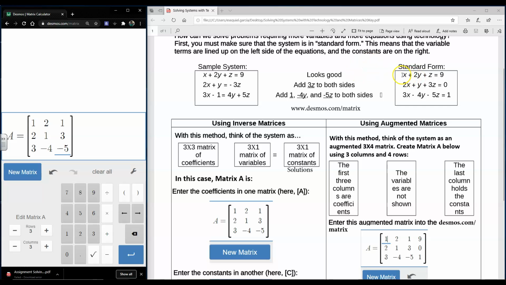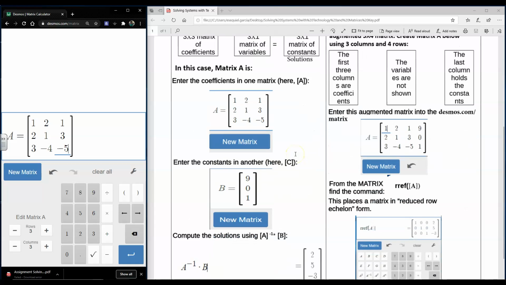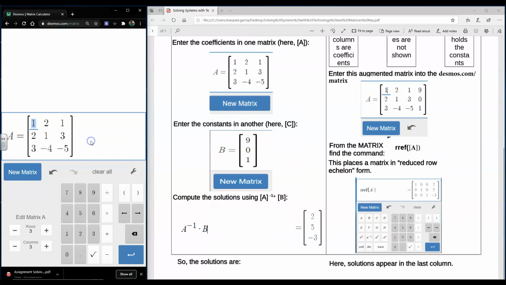So those are the coefficients. What are the coefficients? Those are the numbers that are in front of the variables. So remember, this is your x, y, and z. So this is 1, 2, 1, 2, 1, 3, 3, negative 4, negative 5. And then you're going to press enter.